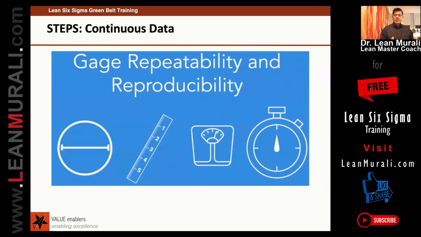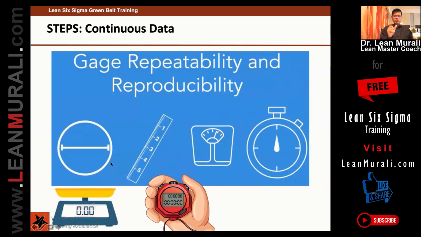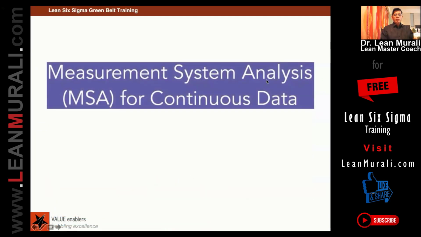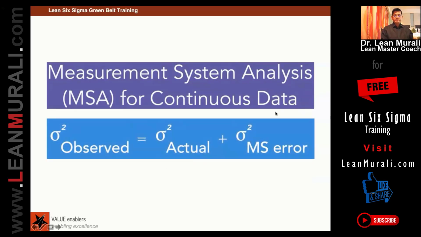Now, for continuous data, what is continuous data? That is, you have a weighing machine, you have stopwatches, and you measure the diameter using a vernier caliper, or you use a scale or whatever it is. It's variable data, right? So what is this measurement system analysis for continuous data that we spoke about?